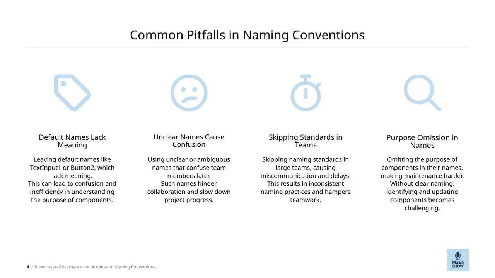Unclear or ambiguous names are also problematic. If a name doesn't clearly describe its function, it can cause confusion among team members later. This slows down collaboration and ultimately delays project progress. And finally, leaving default names like text input 1 or button 2 is a common mistake. These names don't provide any meaningful information about their purpose, which can lead to confusion and inefficiency when trying to understand or troubleshoot the app. Overall, establishing clear, purposeful, and standardized naming conventions is crucial for smooth development and effective teamwork.